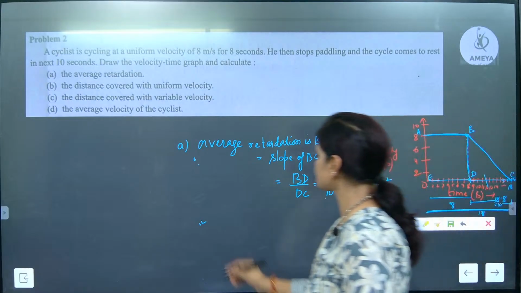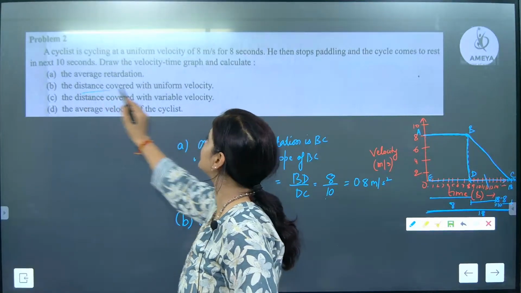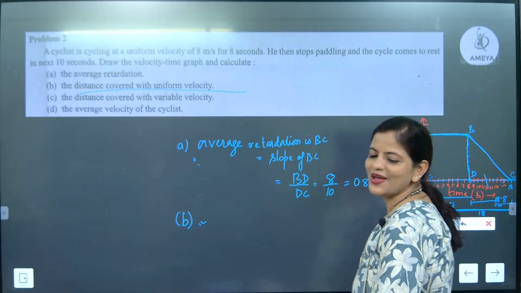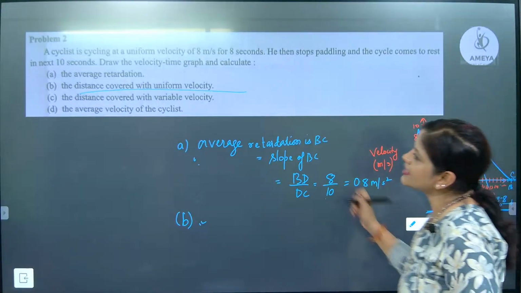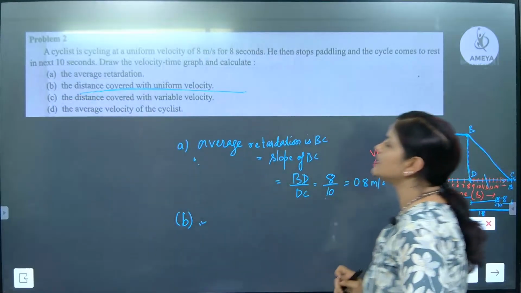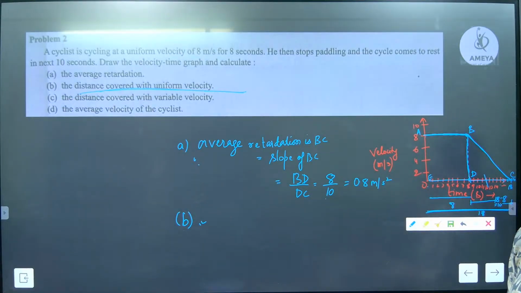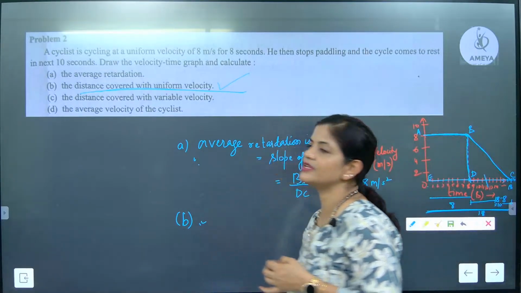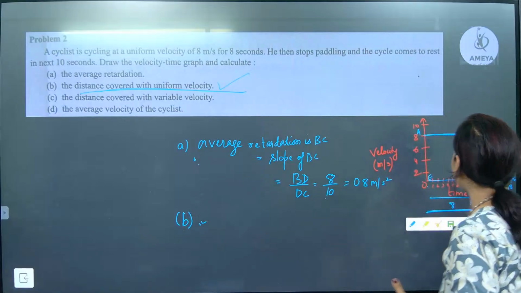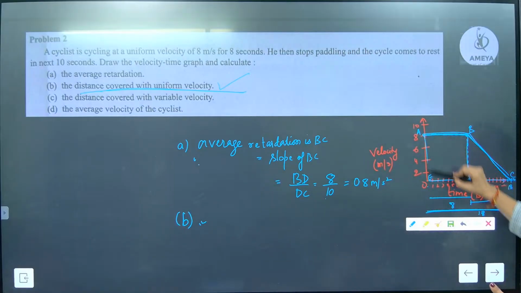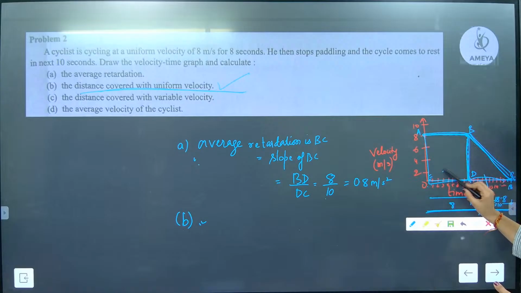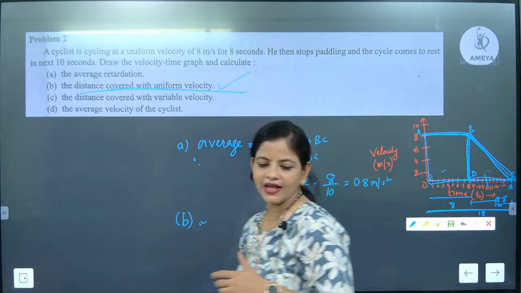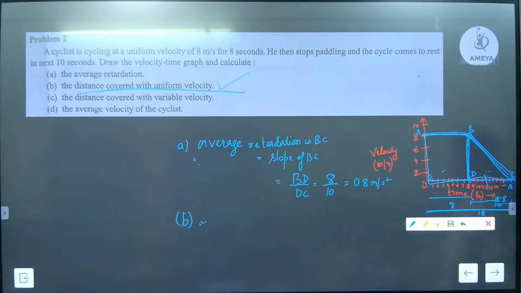Let's see. They are asking the distance covered with uniform velocity. What are they asking? Distance traveled with uniform velocity. Distance traveled with uniform velocity means area under the graph. What is exactly the area here? Can you tell me? One is this one and one is this one. So you have one rectangle and one triangle. So the area under both of them will become the answer. Come on, go for it, please.